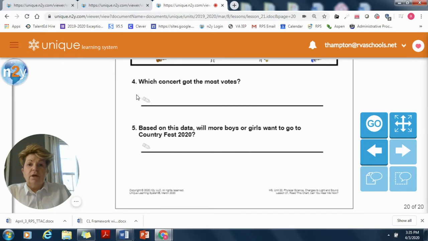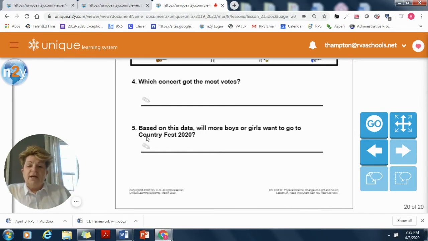Question four. Which concert got the most votes? So most, if least was the smallest number, then of course most is the, yes, it's the greatest number. Very good.